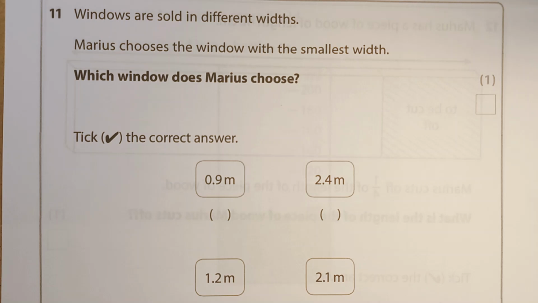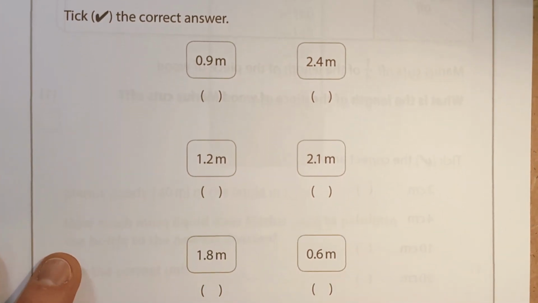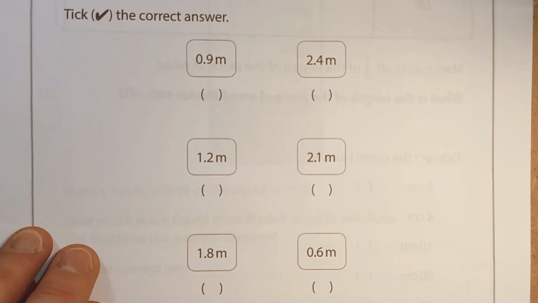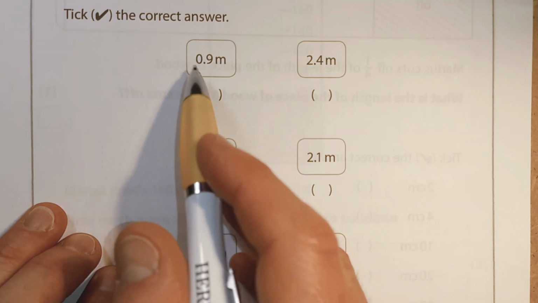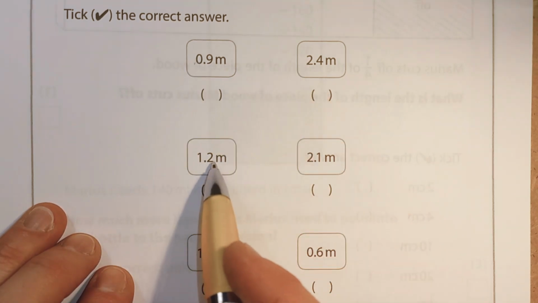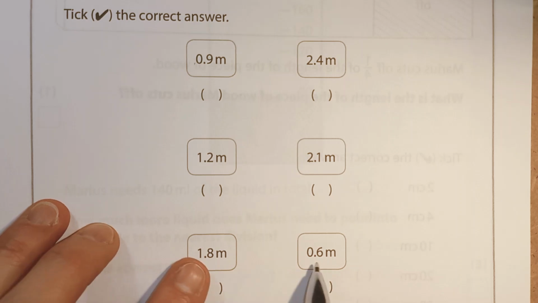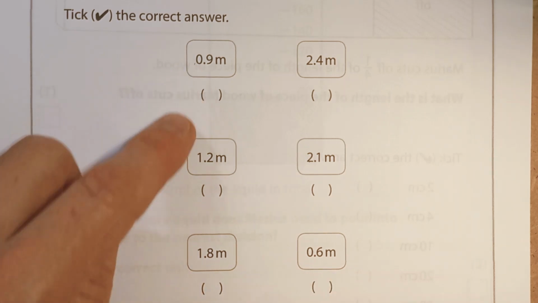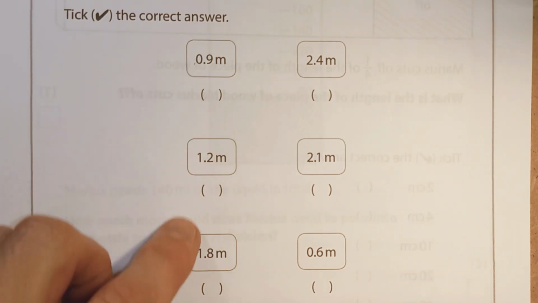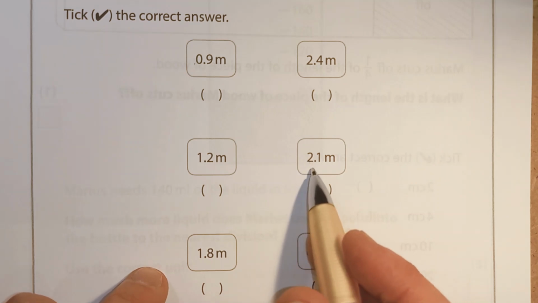Okay, question 11. Windows are sold in different widths. Marius chooses the window with the smallest width. Which window does Marius choose? So if it's the smallest width, it means the smallest number. Now we've got decimals here. But what we can do is we can start off by looking at the whole number part. So if we want the smallest one, well, we can say these numbers either start with a 0, or a 1, or a 2. Well, which is the smaller of those?